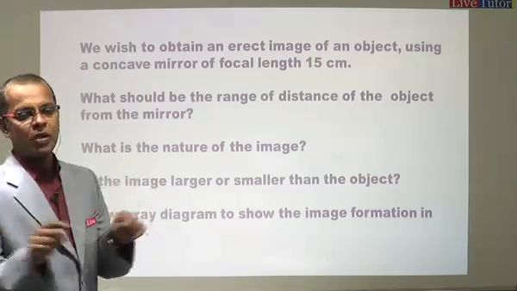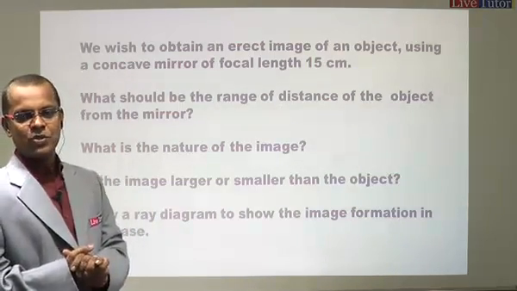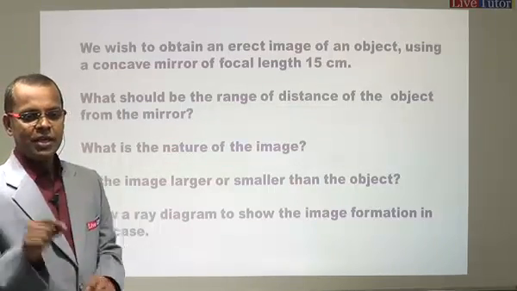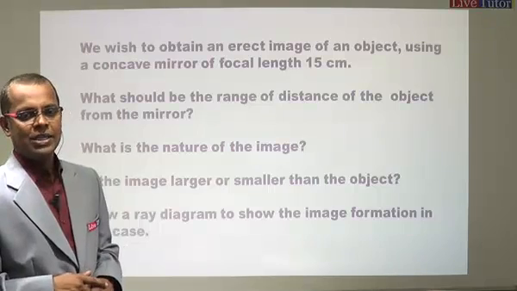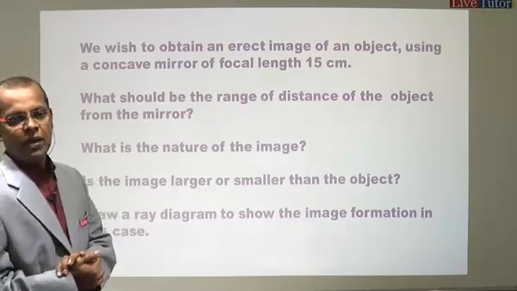If you look at the tabular column, remember the tabular column. You have to record it as a picture. If you close your eyes, you can read all the 6 points. At what position will the image be erect? Try to recollect that, okay?